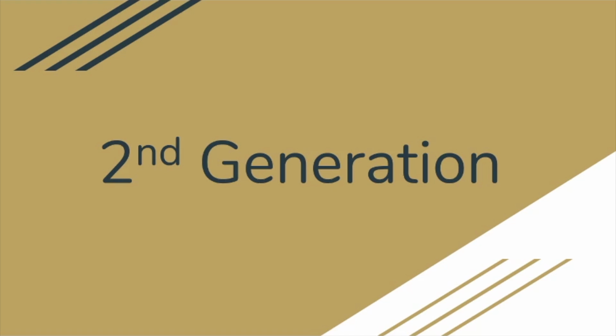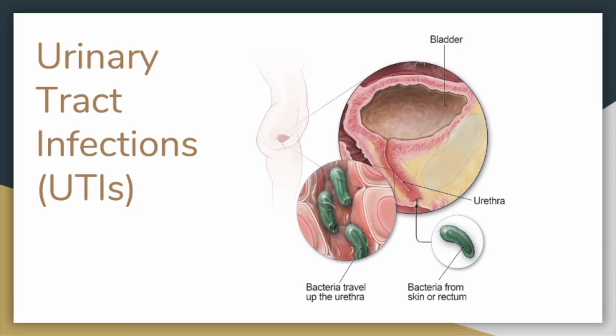Next, let's talk about our second generation cephalosporins. Before we go into it, I want to talk a little bit about urinary tract infections. In general, how people typically get urinary tract infections is that bacteria from the GI tract, unfortunately, come up into the urethra and into the bladder.